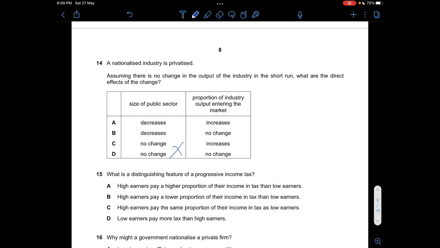And then it says proportion of industry output entering the market. Because it says there is no change in the output of the industry in the short run, the proportion of industry output entering the market will be no change. So the answer is B.